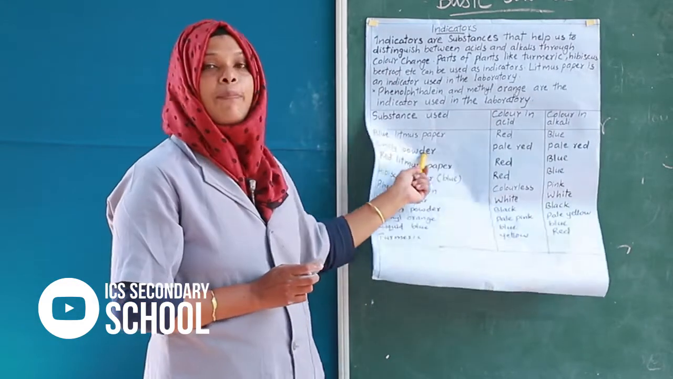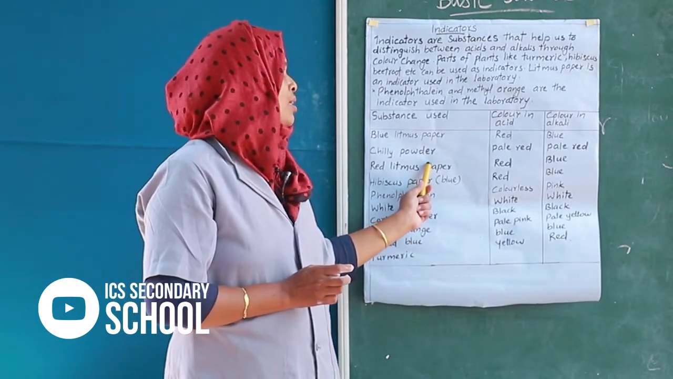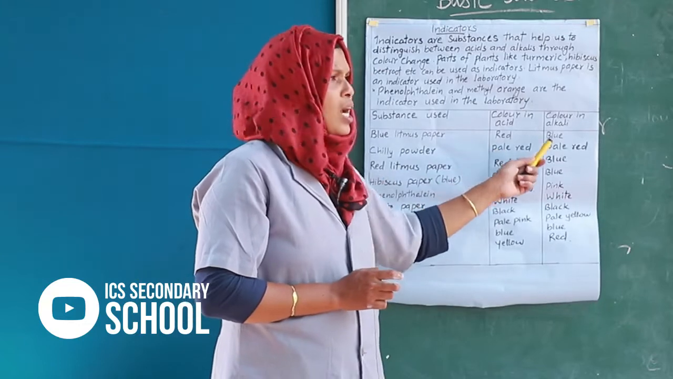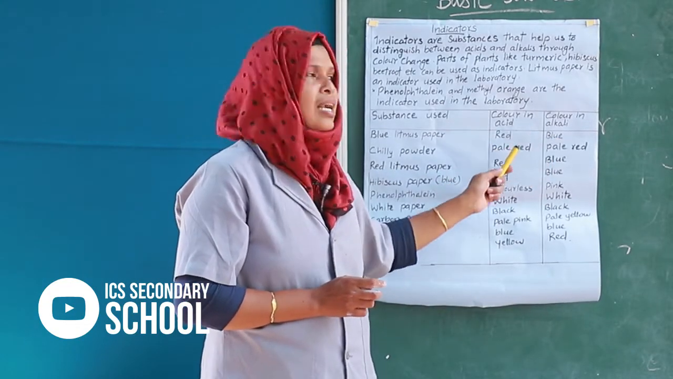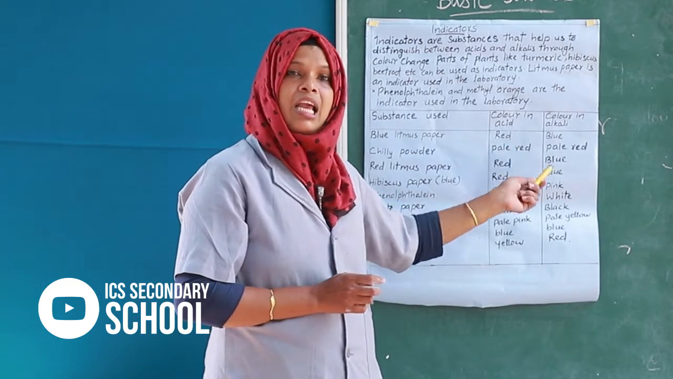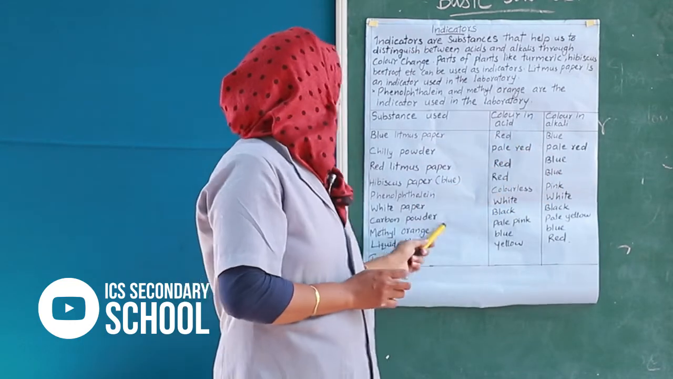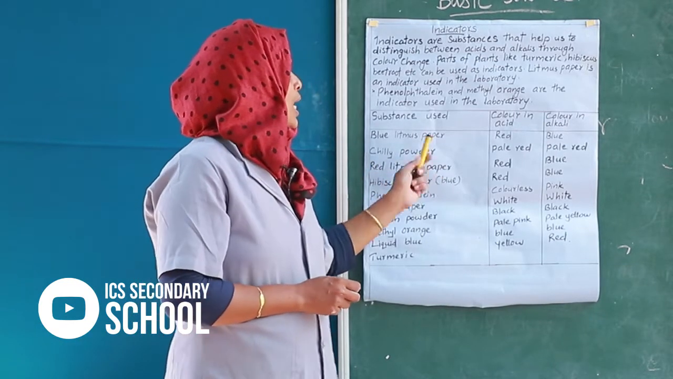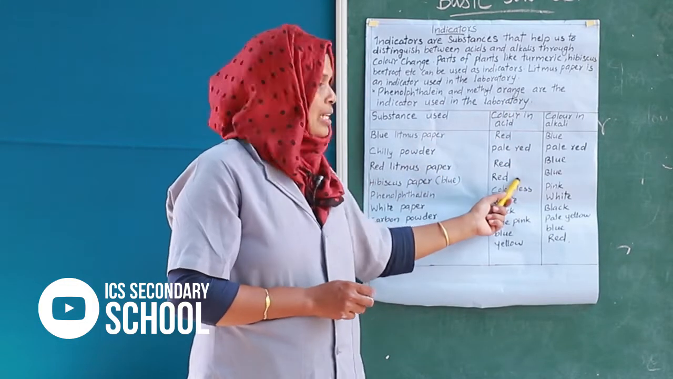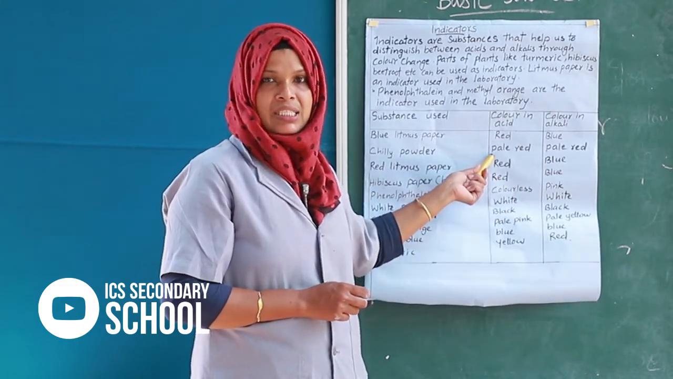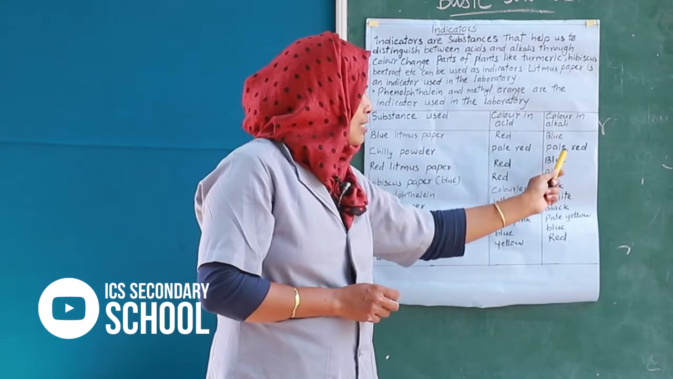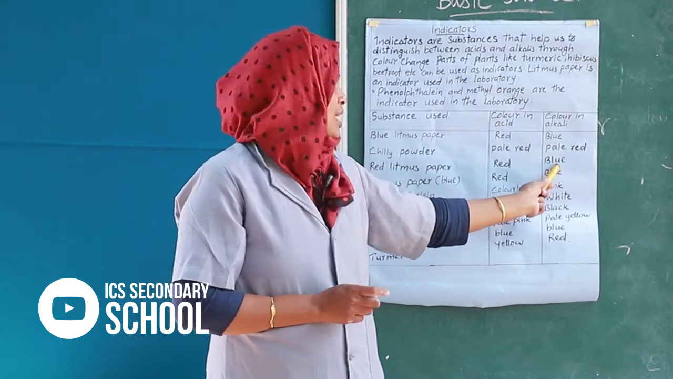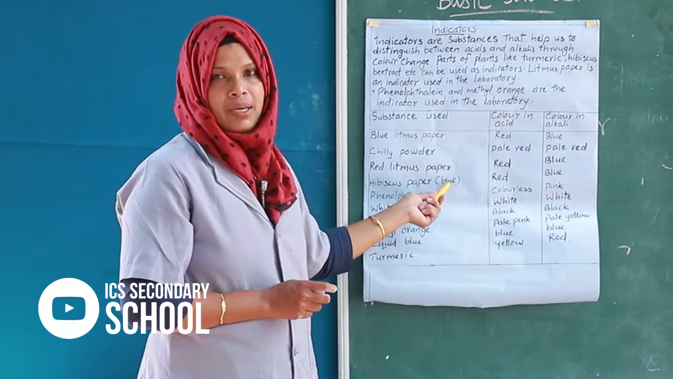Next one is chili powder. The chili powder color is pale red, and there is no color change in acids and alkalis. Its color is pale red, in alkali also pale red. Then next one, red litmus paper. Its color in acid is red, there is no color change, but in alkali its color is blue.